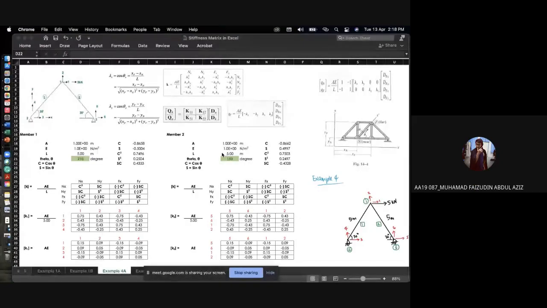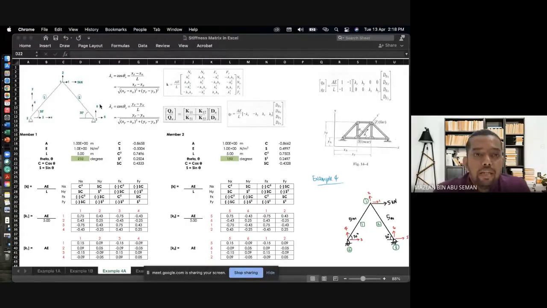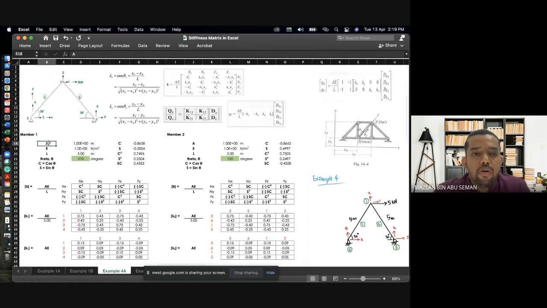Alright. This for example 4, I did on Excel. So it's up to you how to arrange, but this is my idea. You can put your information, then you calculate member 1, you know all the values: A, E, L, theta, and everything. You want to use C or S, lambda X or lambda Y. Then try to practice by using theta, okay?